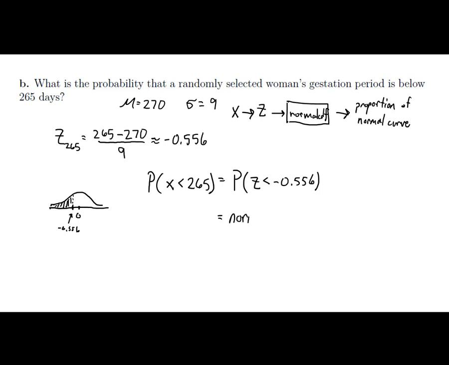But then that can be done by taking normal CDF. And remember, if we don't have a low value, if it just goes on, we just put in an extremely low value, like negative 1,000, and that'll do the trick. So the normal CDF, negative 1,000 up to negative 0.556. And so the probability of that is 0.289, so a 28.9% chance that if you randomly select a woman and her pregnancy, that pregnancy will have a length of less than 265 days.